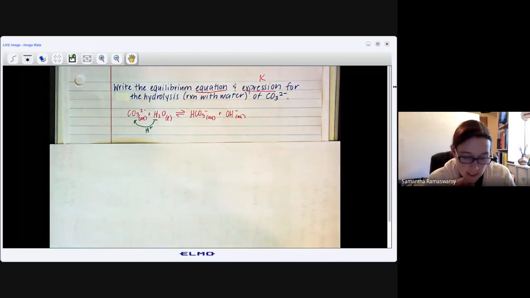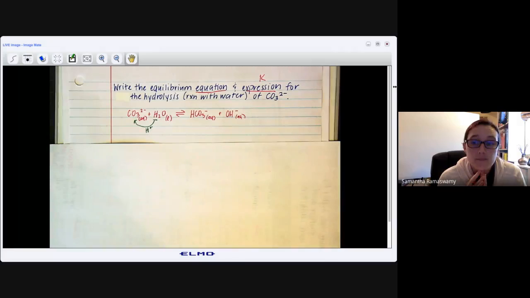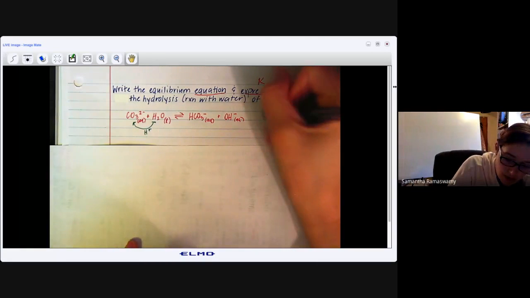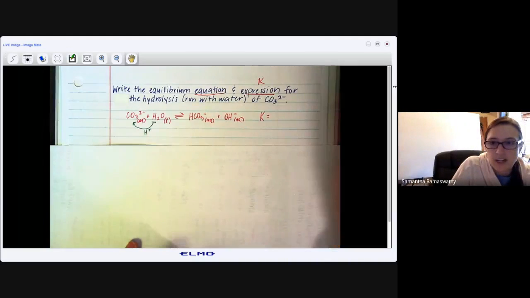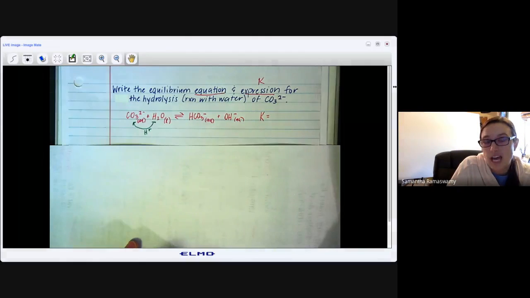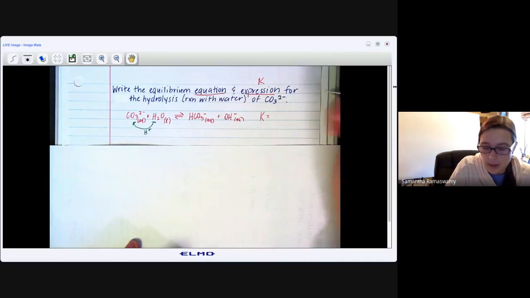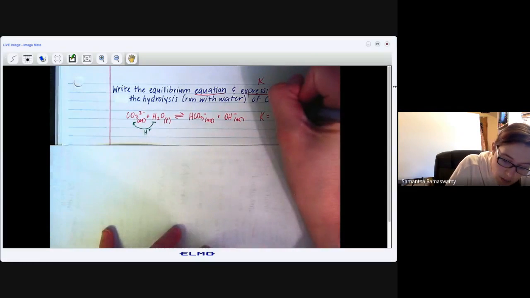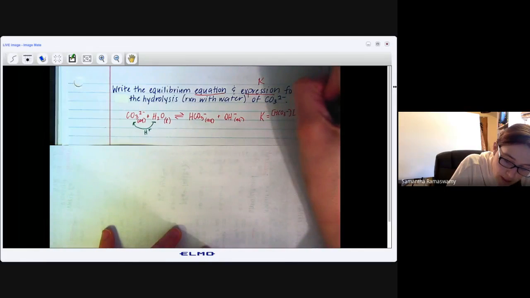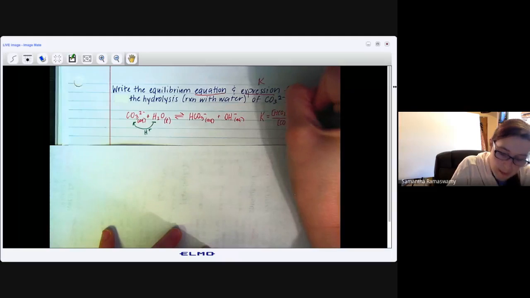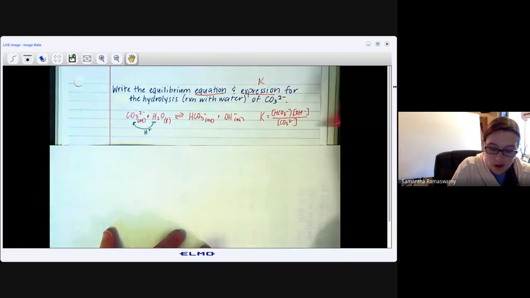Now it wants us to write a K expression. That's fine, we can write the K expression. K equals, I'm writing capital K for now. We don't know what the subscript is yet. We don't know if it's an A or a B. It's products over reactants: HCO3- times OH- over the concentration of CO3 2-. Notice I did not include water in here because it's a liquid.